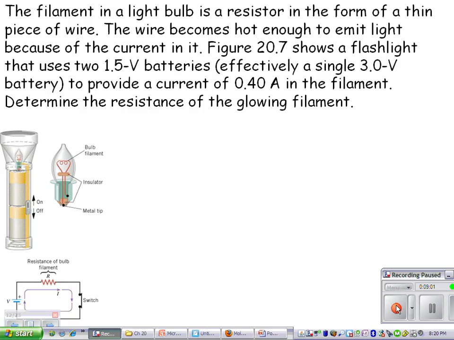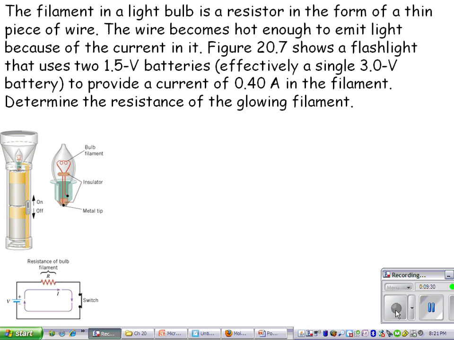So we'll look at this particular problem here. We say that the filament in a light bulb is a resistor in the form of a thin piece of wire. The wire becomes hot enough to emit light because of the current in it. Figure 20.7 shows a flashlight that uses two 1.5 volt batteries, effectively a single 3 volt battery, to provide a current of 0.4 amps in the filament. Determine the resistance of the glowing filament.